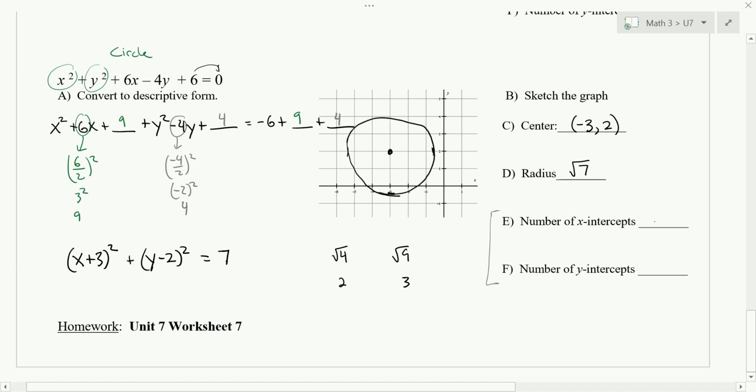So how many x-intercepts do we end up with? 2. Okay, one here, one here. And how many y-intercepts? 0. Okay. All right.